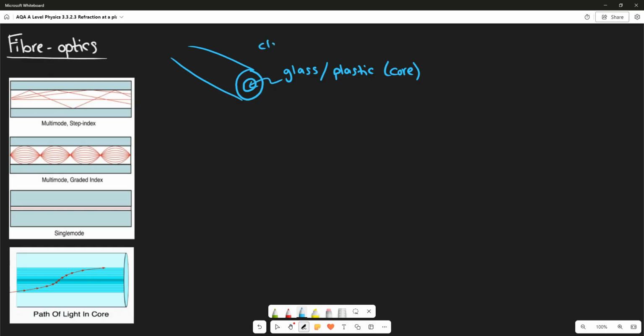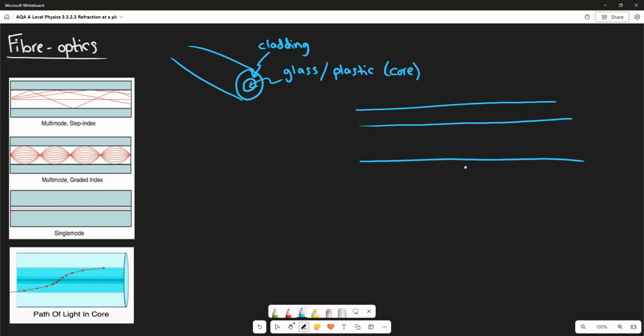And then on the outside, you have the cladding. And the cladding is a material that's going to help create that total internal reflection. So here is a cross section. There's the cladding, here's the core, and there's the lower layer of cladding. And the idea is that the light travels through this glass core and continues its journey.